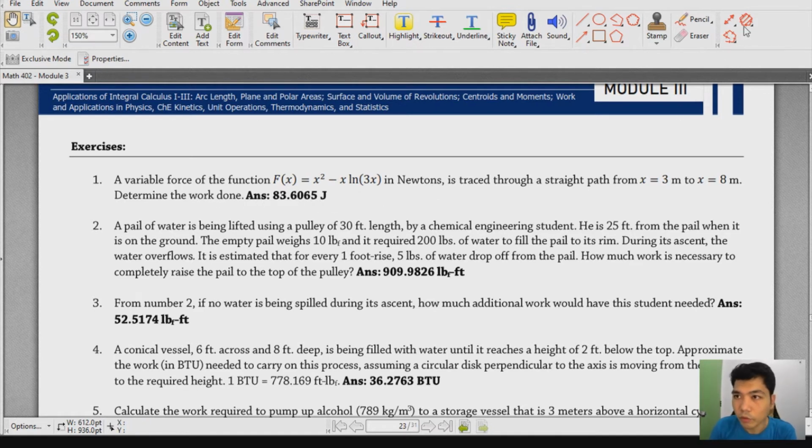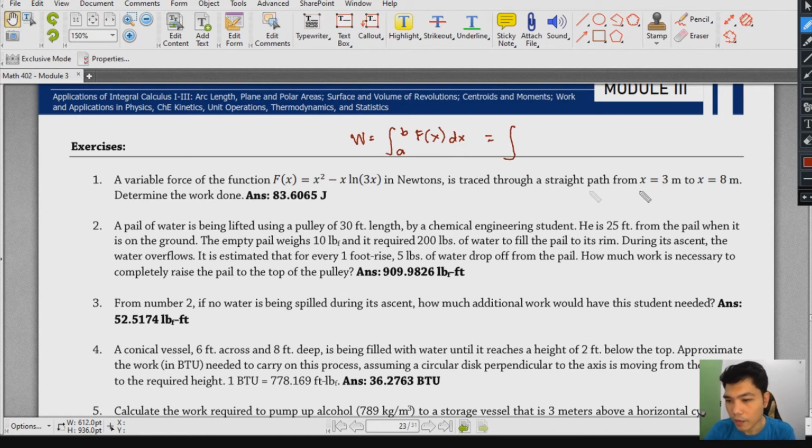If you want to solve for this, remember, you could just think about the work being the integral from point A to point B, f of x dx. Since you're given the variable force, this f of x, you can simply substitute that equation. The lower limit is the starting point, so that's 3, and then it ends at 8 units, meters. And then we have x squared, just copy this equation, x squared minus x ln of 3x dx.